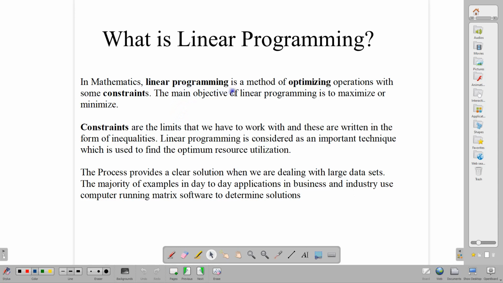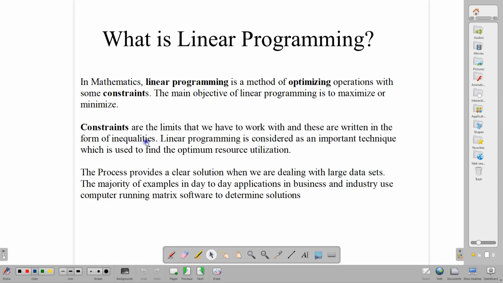Linear programming itself is a method of optimizing operations with constraints. The main objective of linear programming is to maximize or minimize. So we want to maximize profit, we want to minimize cost, etc. Constraints are those limits that we have to work with. In every situation, there are going to be limits. For example, the container port doesn't have infinite space, so you have to make sure that containers are moved in and out efficiently so that you don't run out of space. And for example, salary money is not infinite, so budgets have to be made.